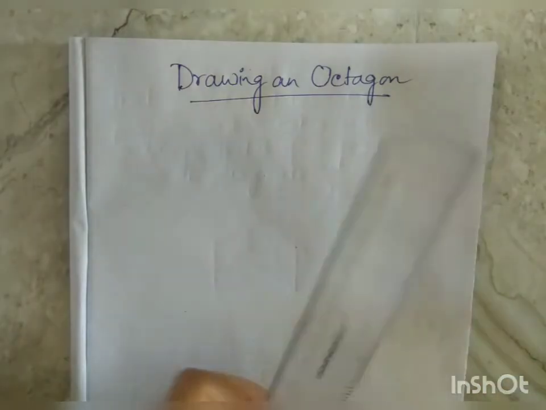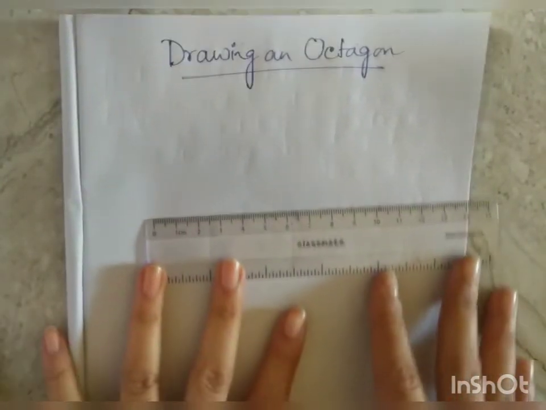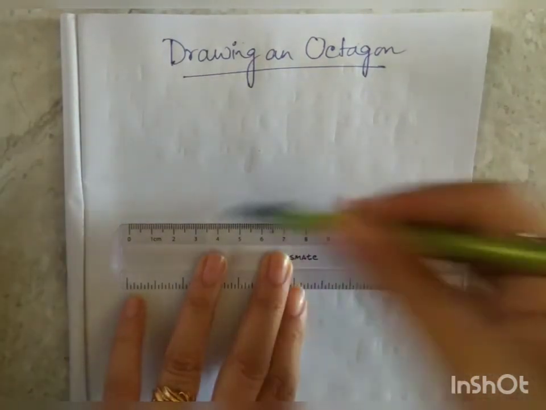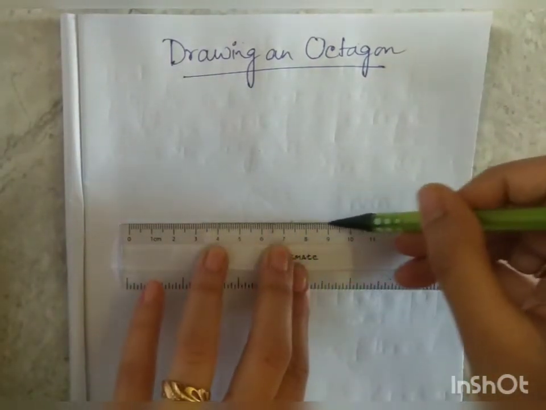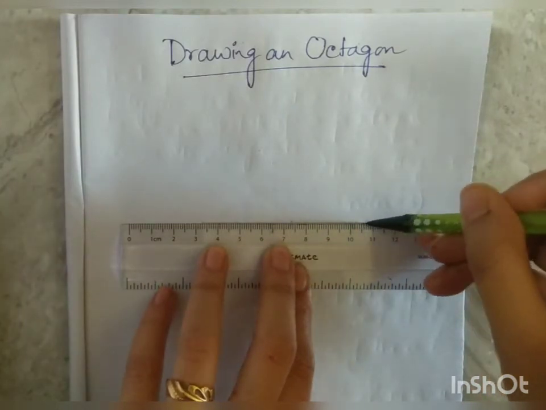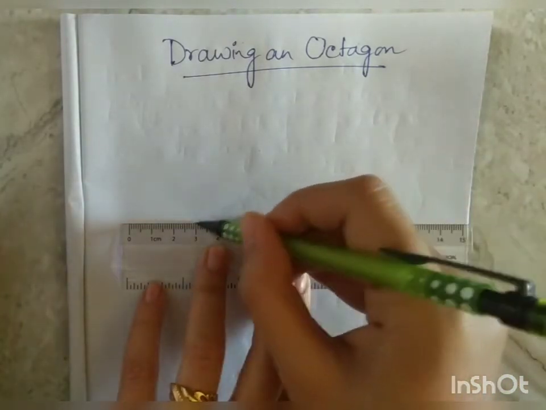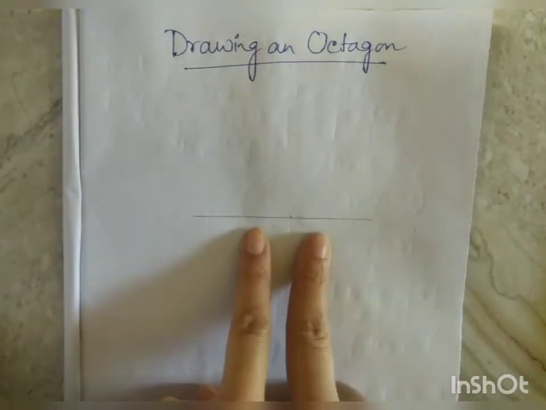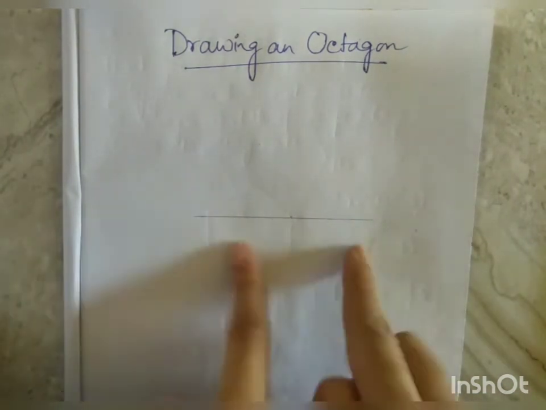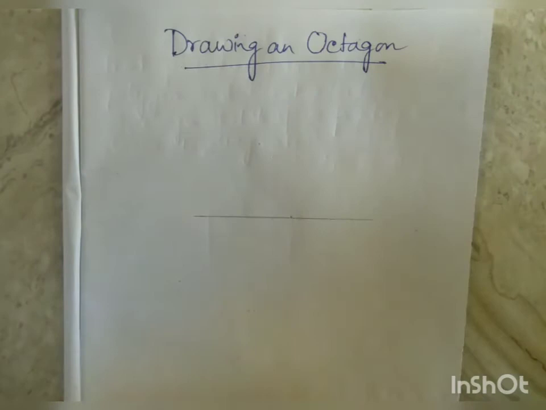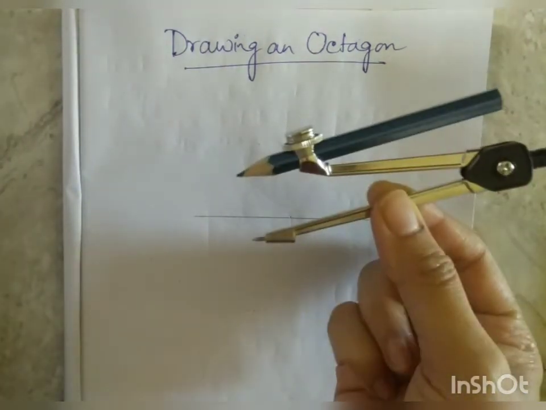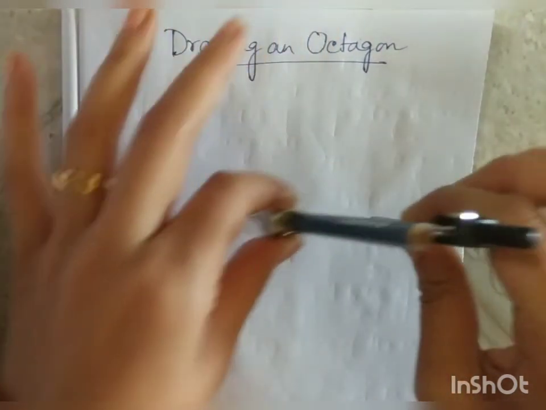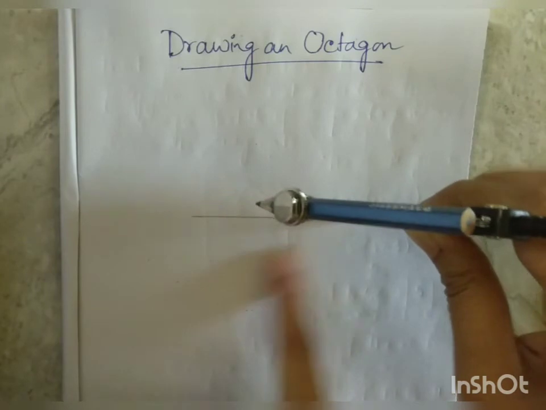Now first step, we will draw a horizontal line. We have drawn this horizontal line. Next step, we have to bisect this line. Bisect means we have to cut this line into 2 equal parts. For that, we will take this compass, put it at this edge, and take almost half or more than half of its length.